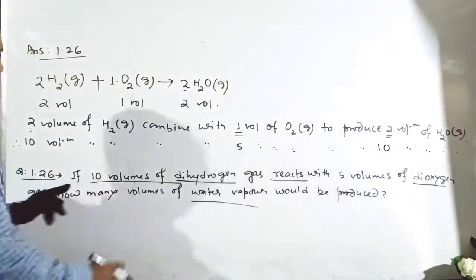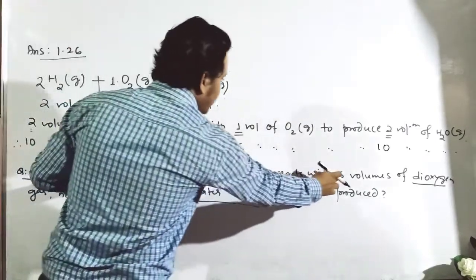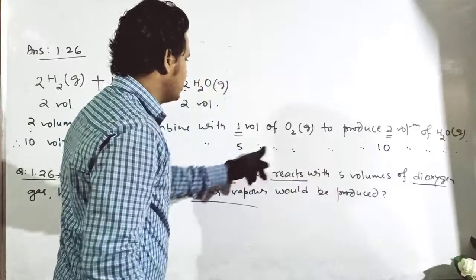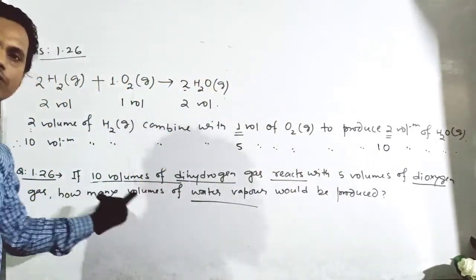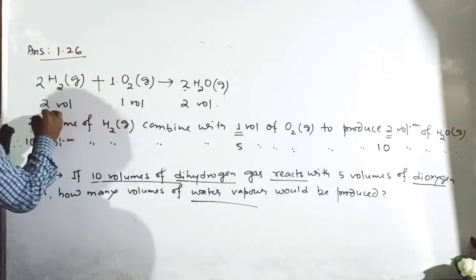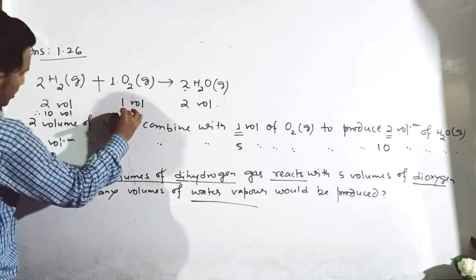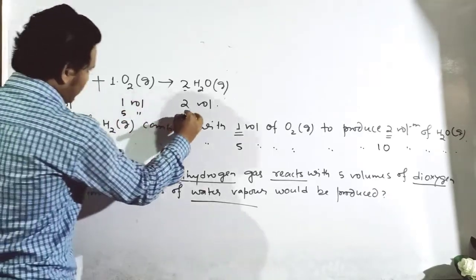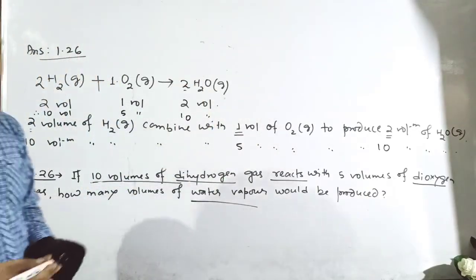So 10 volume of dihydrogen combined with 5 volume of dioxygen to form how many volumes of water? That is 10. So for 2, 1, 2, multiplied by 5, our answer will be 10.